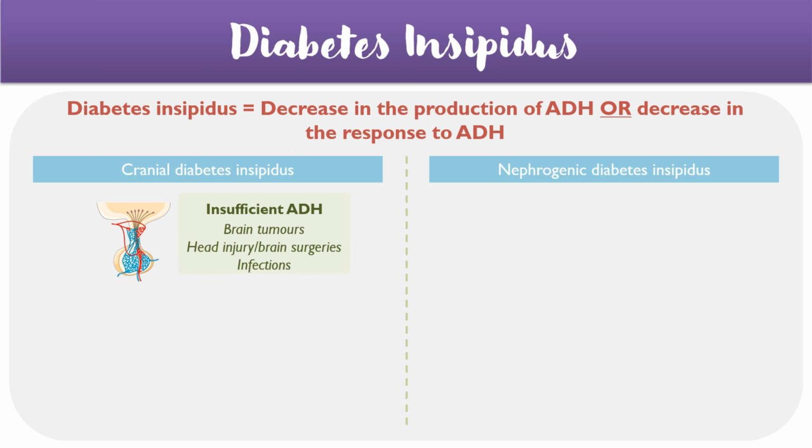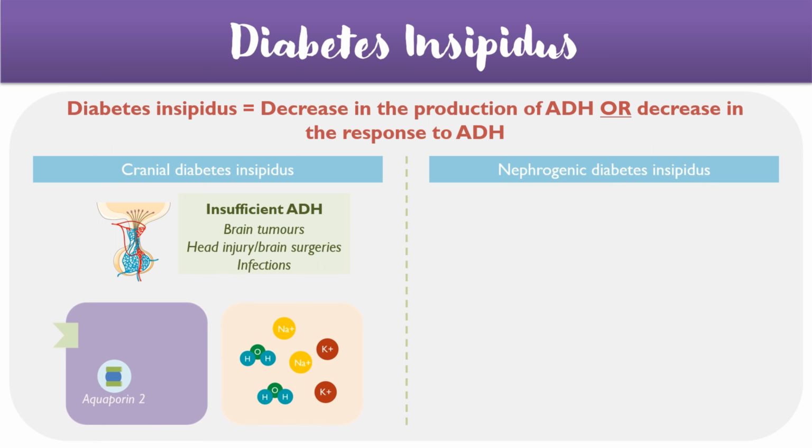During this process, with less ADH being produced, the aquaporin II channels cannot fuse with the cell surface membrane, and therefore water reabsorption decreases back into the blood.